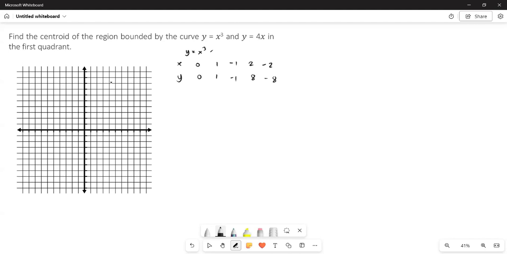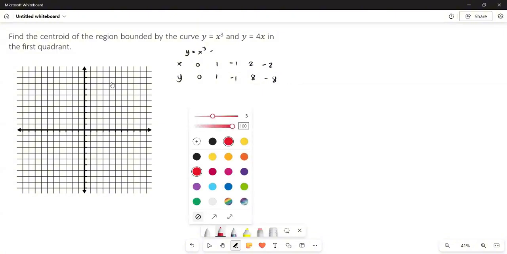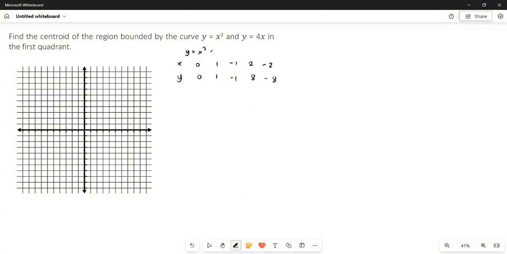So para saan ba yung x and y na yan? Yan ay coordinates or points na pag ginraph natin, pag kinonect-connect natin, makikita natin yung graph ng ating function. So we have here 0, 0. So, we have 1, 1 here. Tapos meron tayong negative 1, negative 1. Dito siya. And then 2, tapos positive 8. Dito siya. And then we have negative 2, negative 8.